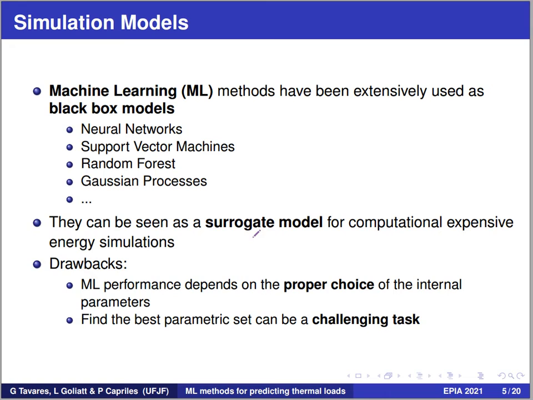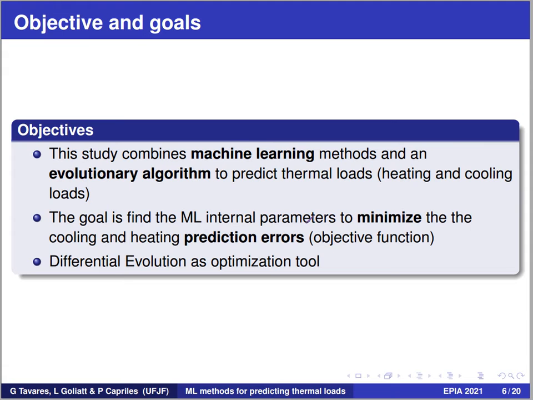Machine learning methods have been extensively used as black box models, for example neural networks, support vector machines, random forests, Gaussian process, and other ones. They can be seen as a surrogate model for computationally expensive energy simulations, but there are also some drawbacks. Machine learning performance depends on the proper choice of their internal parameters, so-called hyperparameters, and finding the best parametric set can be a challenging task.